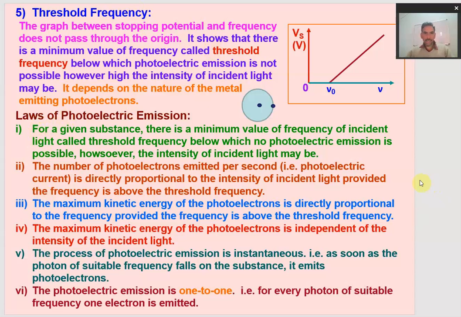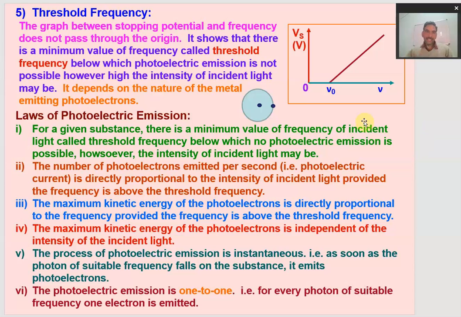The very first law is that for a given substance or metal, there is a minimum value of frequency of incident radiation called the threshold frequency, below which no photoelectron will be emitted and hence no photoelectric emission will take place. Whatever the intensity of the light may be, if the frequency of the incident radiation is not at least equal to the threshold frequency, there will be no photoelectric effect. So there exists some minimum frequency which the incident radiation must have in order to cause photoelectric emission.